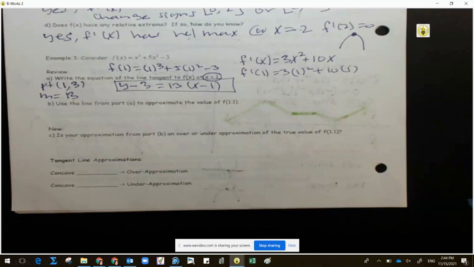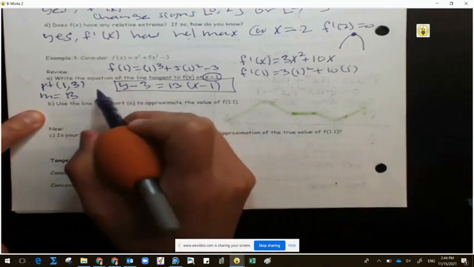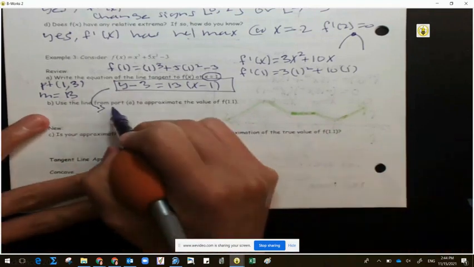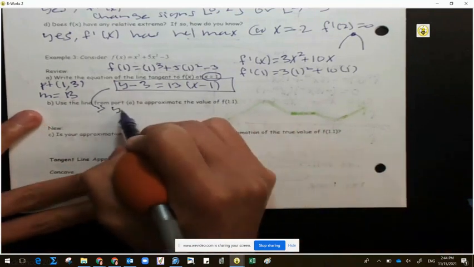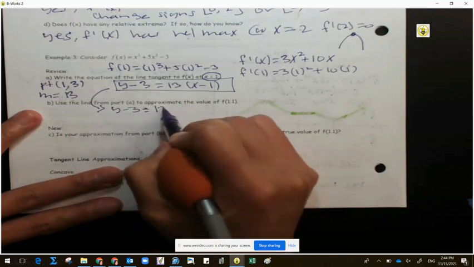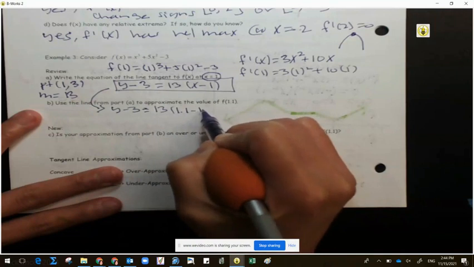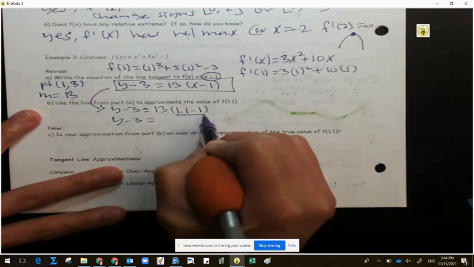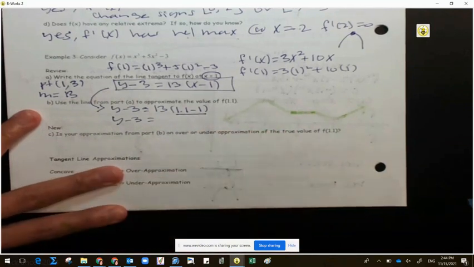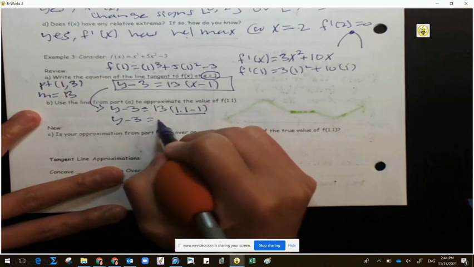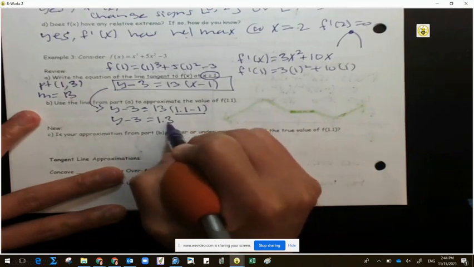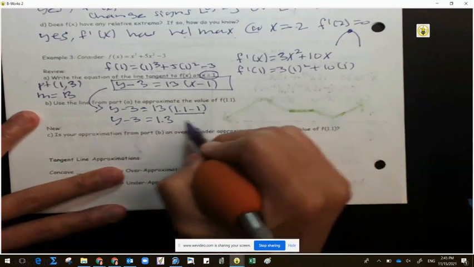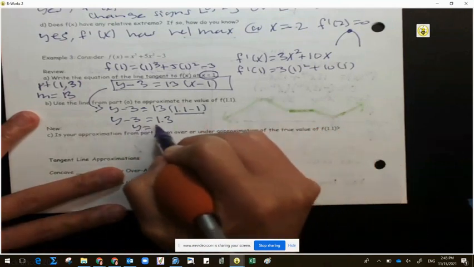All right. Part B, Castro, read. Use the line from part A to approximate the value of f of 1.1. Okay, so the line from part A. So I'm going to draw the arrow. We're going to now plug it in for 1.1. So we have y minus 3 is equal to 13 times 1.1 minus the 1. So we have y minus 3 is equal to, if I just compute the inside, isn't that 0.1? And if I take 0.1 times 13, we should get 1.3. So our last thing, we're going to add 3 on both sides. We get 4.3.